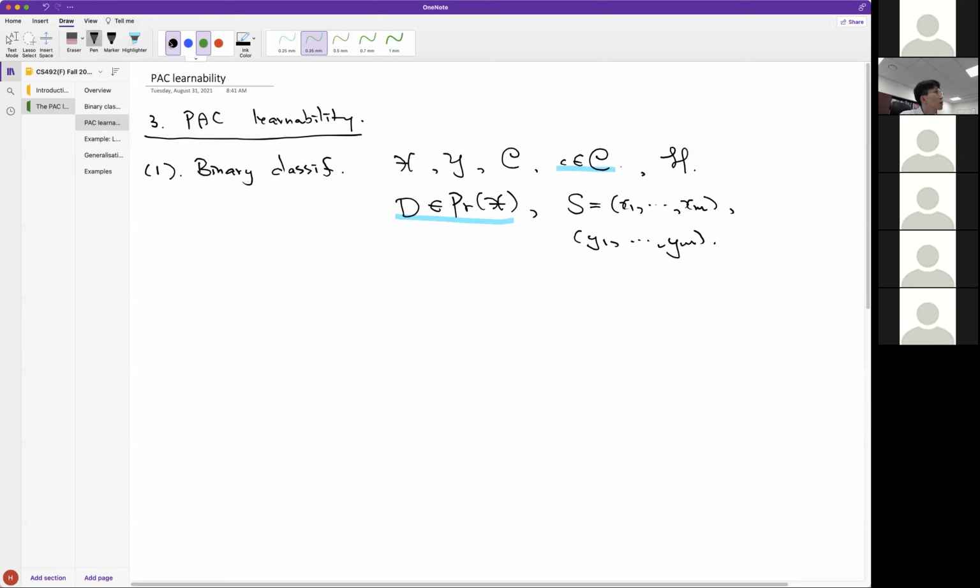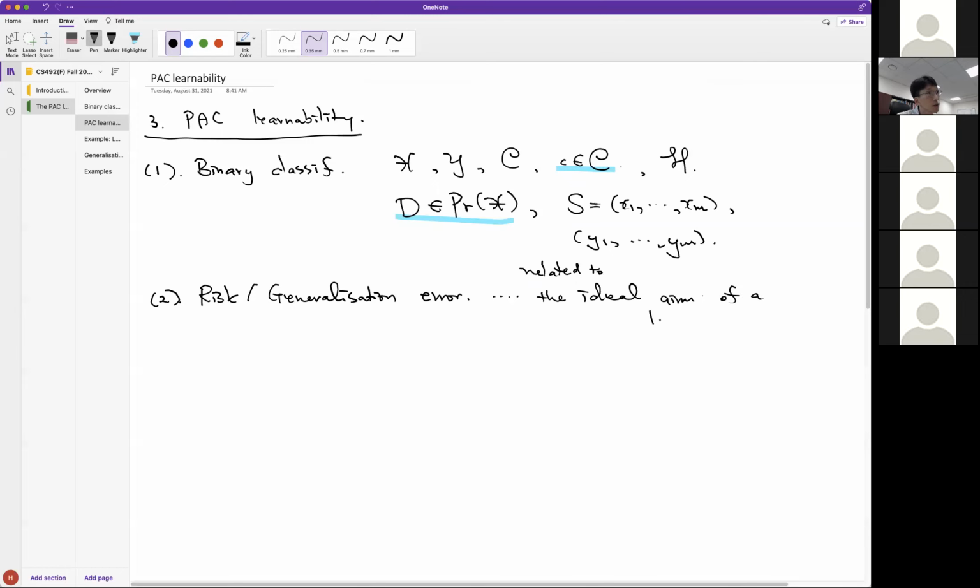Now, what's the definition? And to talk about the definition, we have to introduce two concepts. One is called the risk, or generalization error. And this is something that I explained to you in the first lecture, and it amounts to what a learning algorithm really tries to achieve, the ideal aim. It's not exactly the ideal aim, but it's related to the ideal aim of a learning algorithm. And what is it? It's defined like this.